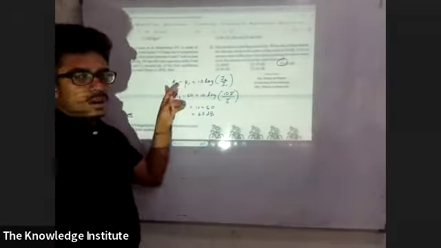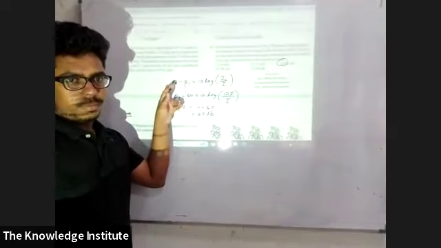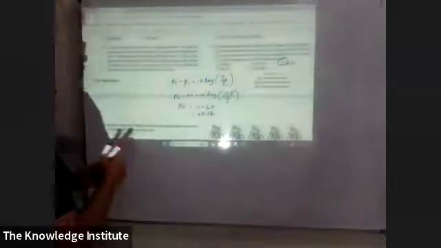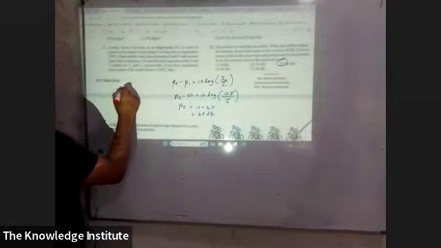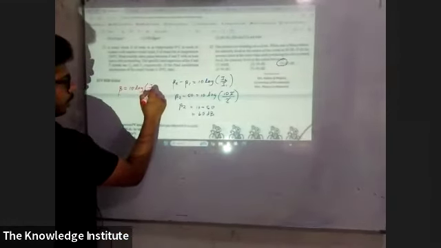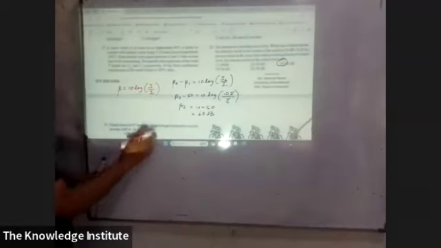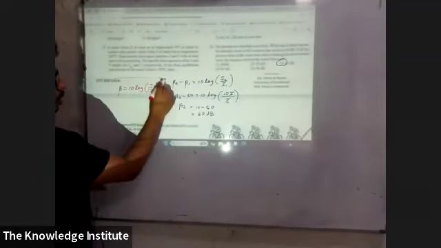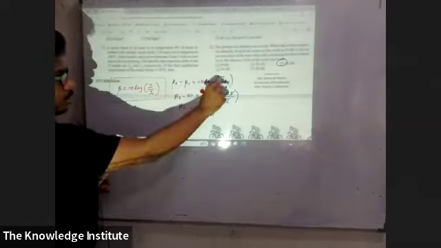By the way, this formula you can't directly use in the essay paper. In the essay paper, you can use beta equals 10 log I over I naught. This is the formula you can use directly in the essay paper. If you want to use the other one, you have to derive it and show.